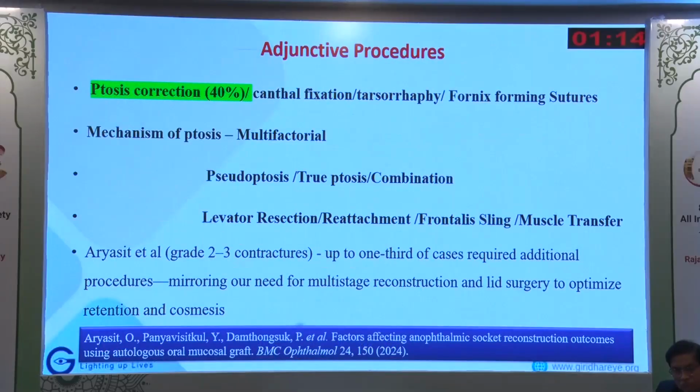Ptosis correction was the most common adjunctive procedure done. Mechanism of ptosis can be multifactorial. The literature is very scant. Ariasit et al. studied 2 to 3 contractures, and up to 1/3 of cases required additional procedures, mirroring our need for multi-stage reconstruction to optimize retention and cosmesis.